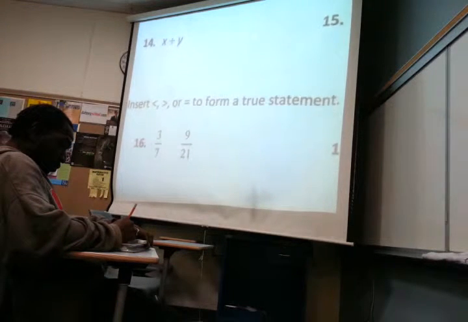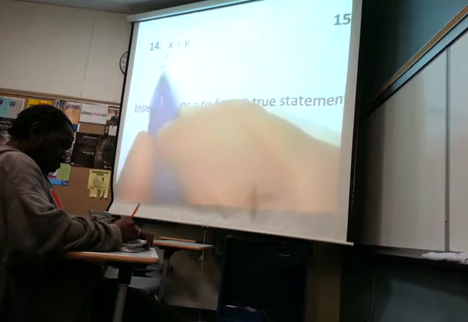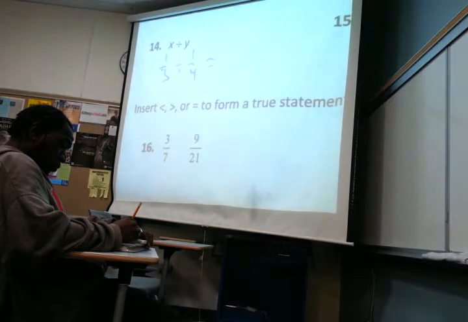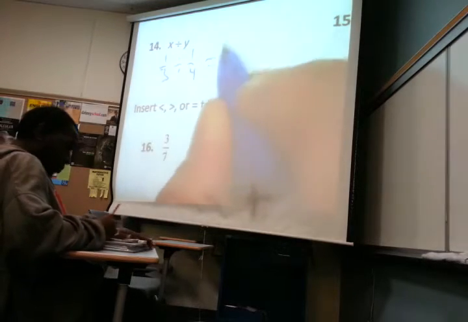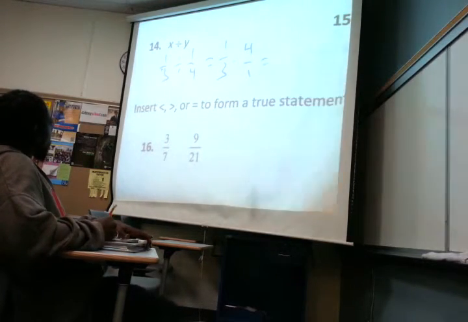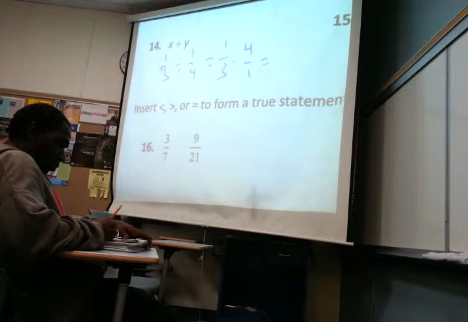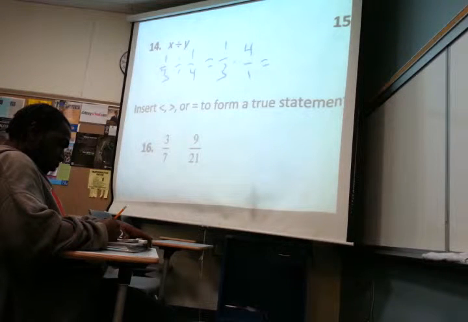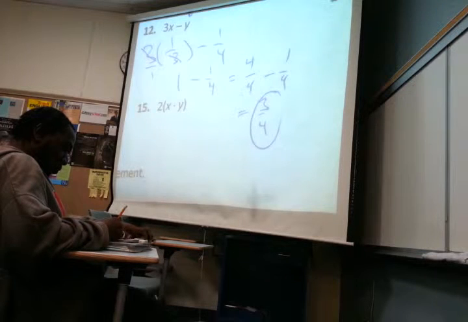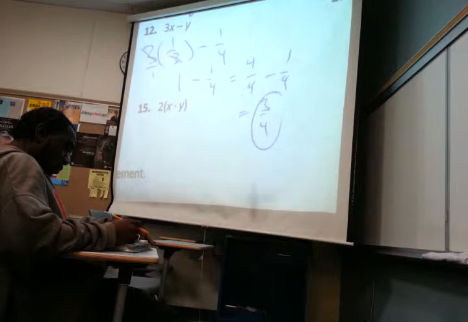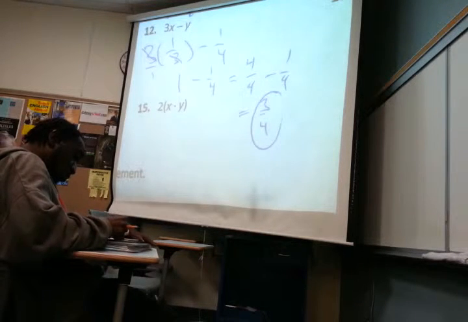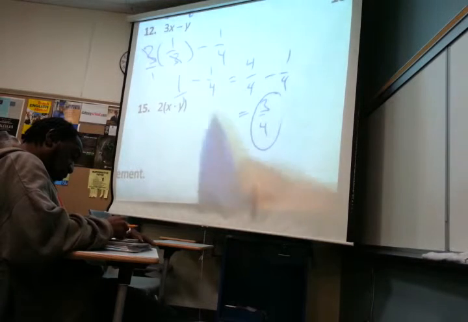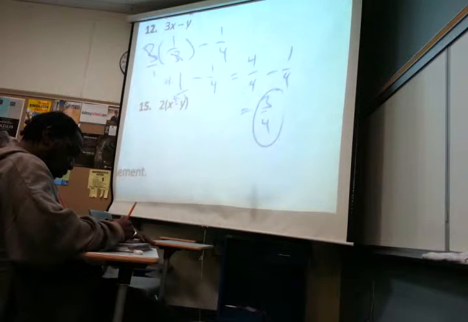Okay. Let's see. Number 14, same idea. X was 1/3. Y was 1/4. And then I just go to town on this. And of course, how do I divide fractions? It'll be 1/3 times 4 over 1. Did you say 4? Yeah, I did. Did you go back to number 12 just for a second? Oh, yeah, sure. Because this is, of course, 1 over 1. And how do I make it over 4? I multiply by 4. Yeah, I forgot to multiply the top by 4. Gotcha.